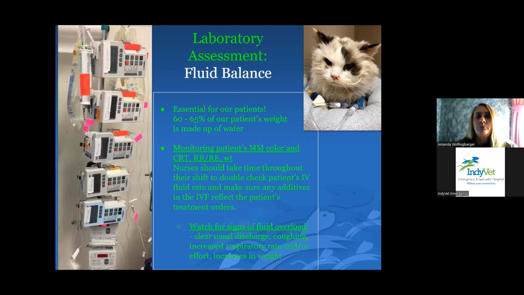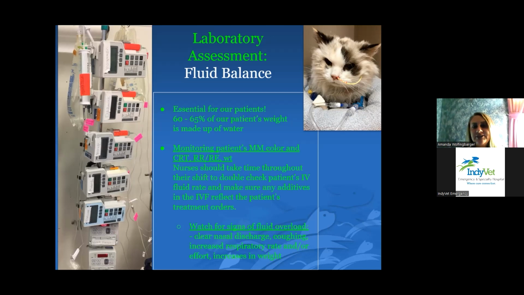So, top right is kind of the poster child to watch for fluid overload. That was my friend Cupcake. She was a DKA, CHF, IBD, CKD ball of just internal medicine fluid overload warning, flashing, screaming.